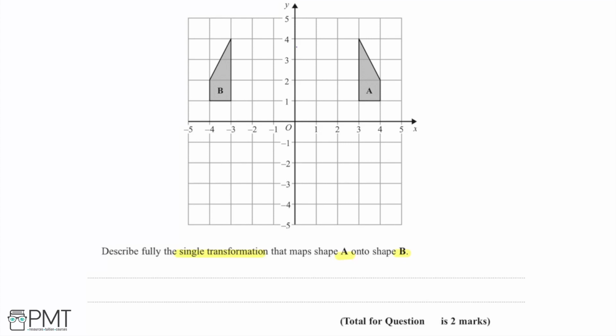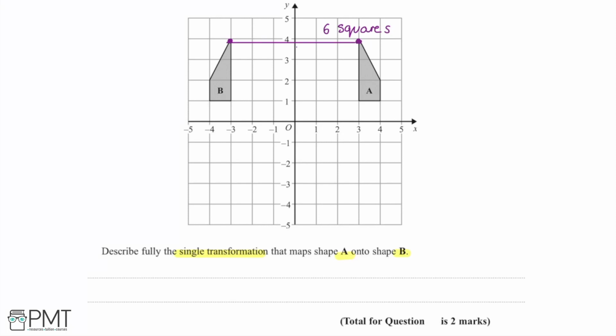Now, if we have a look at the points, so if we take the same point on A and B, for example, this point here, so the top point on these, we can see that they have the same y value of 4, so there's not been any kind of upwards or downwards movement here, it's just been horizontal. Now, if we look at the distance between them, we've got 6 squares. So there's been some kind of reflection that's taken 3 squares and then another 3 squares away from the original points.